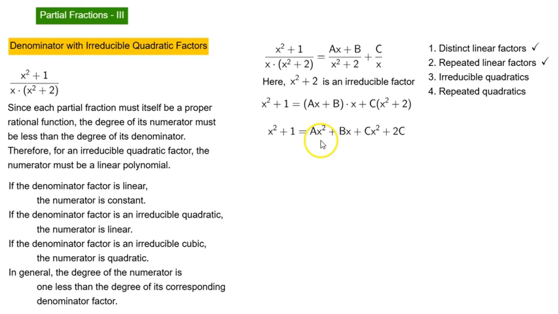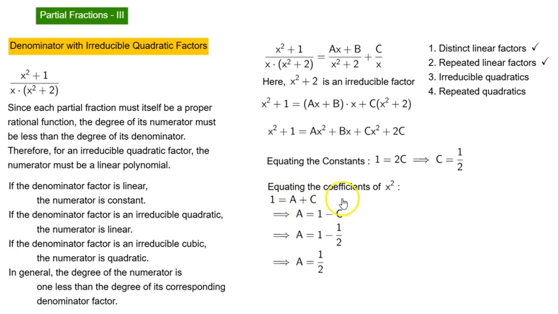Simplifying, x square plus 1 is equal to ax square plus bx plus cx square plus 2c. Equating the constants, 1 is equal to 2c, which means c is equal to 1 by 2. Equating the coefficients of x square, we have 1 is equal to a plus c. But c we already know. So a is equal to 1 minus c. That is 1 minus half, which is a is equal to 1 by 2.